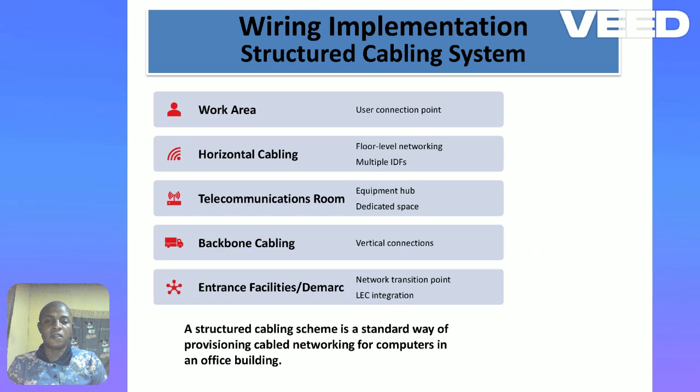Now today we are talking about wiring implementation, structured cabling system. So in most of these times, there are ways you arrange things when we are talking about the method of implementing a network.